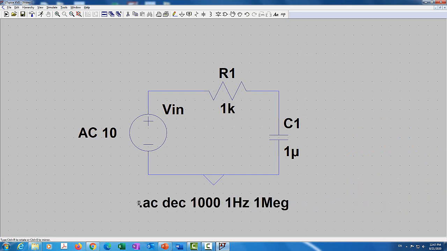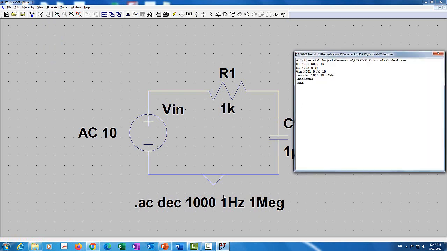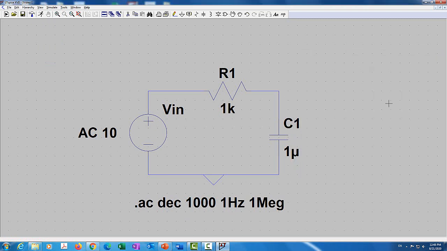So this is the command. This command requests SPICE to do an AC sweep. And once I save the file, if you go back to View Netlist, you will see that this command is stated in the netlist. So this is the command that will tell SPICE to run the simulation. So this is the circuit.